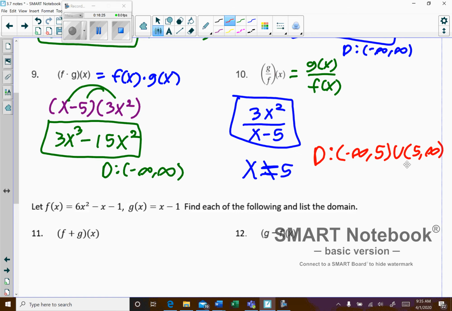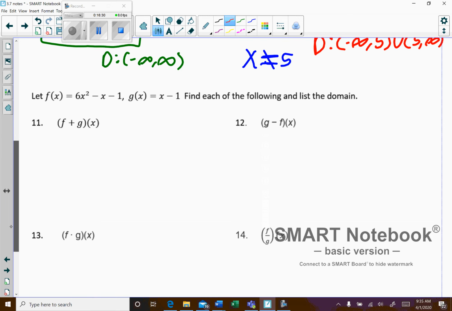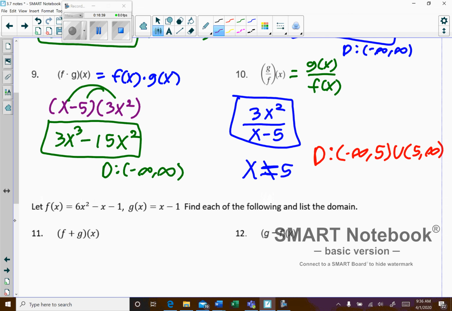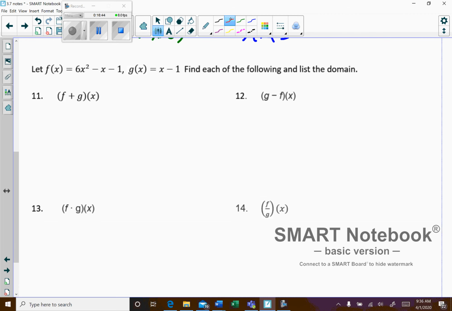Okay, so I got one more set of these, and then we'll look at composite functions. All right, so we're going to add the two functions together here. We're going to add f of x and g of x together on this first one. So we're going to take 6x squared minus x minus 1, and we're going to add x minus 1 to it. Okay, so we have a couple like terms.